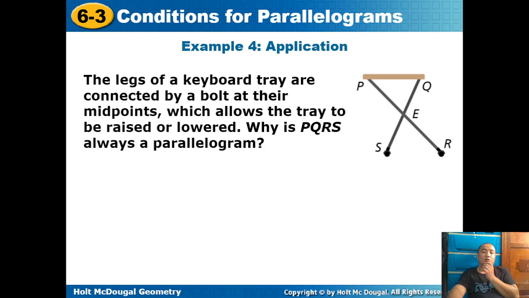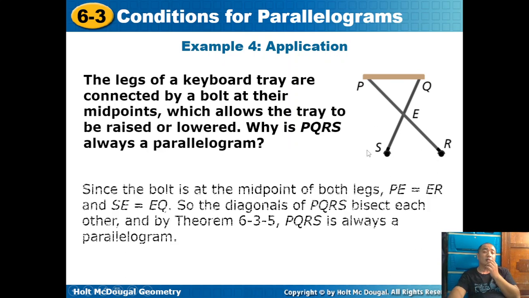Application: the legs of a keyboard tray are connected by a bolt at their midpoints, which allows the tray to be raised or lowered. Why is PQRS always a parallelogram? Since the bolt is at the midpoint of both legs, that means PE is equal to ER and SE is equal to EQ. So the diagonals of PQRS bisect each other, and by theorem 6-3-5, PQRS is always a parallelogram.